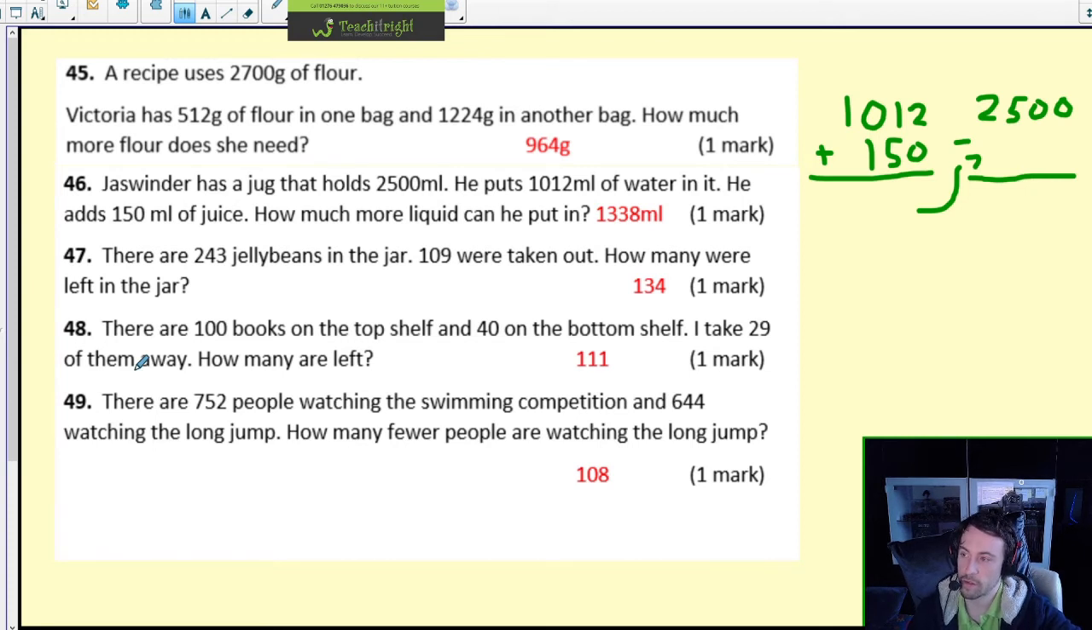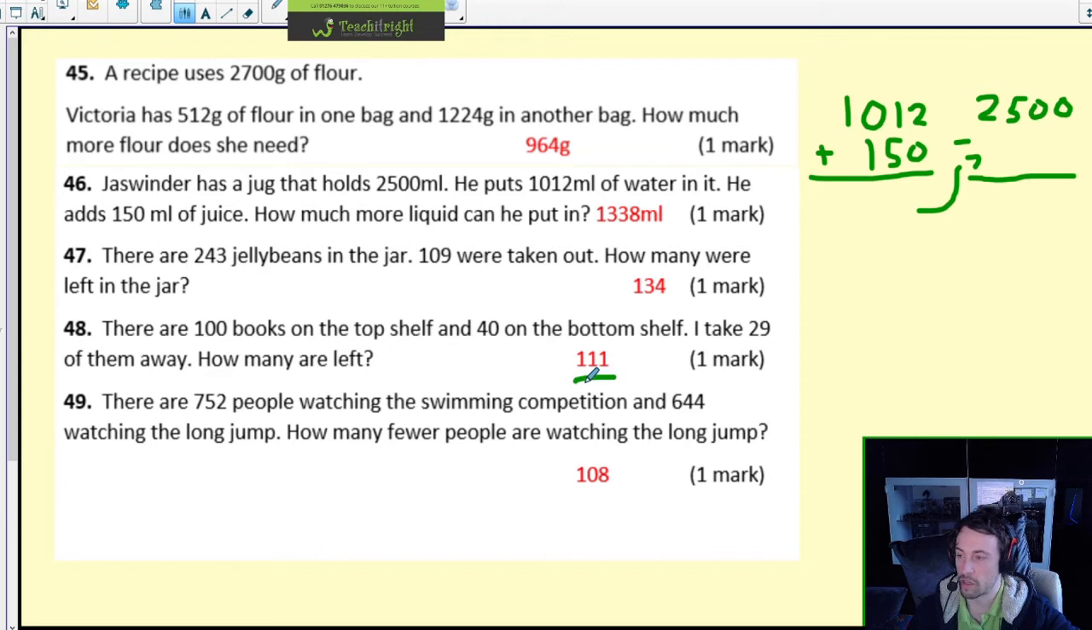48, there are 243 jelly beans, 109 were taken out. How many are left? 134, that's a subtraction. There are 100 books on the top shelf, 40 on the bottom. I take 29 away, so 100 plus 40 is 140. Then 140 take away 29 is 111, so 111 books left.